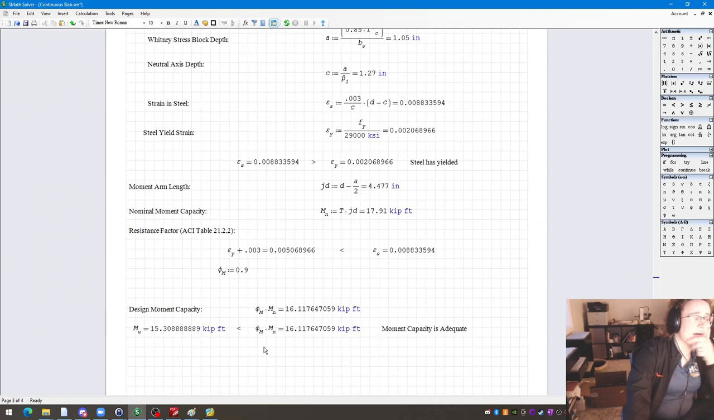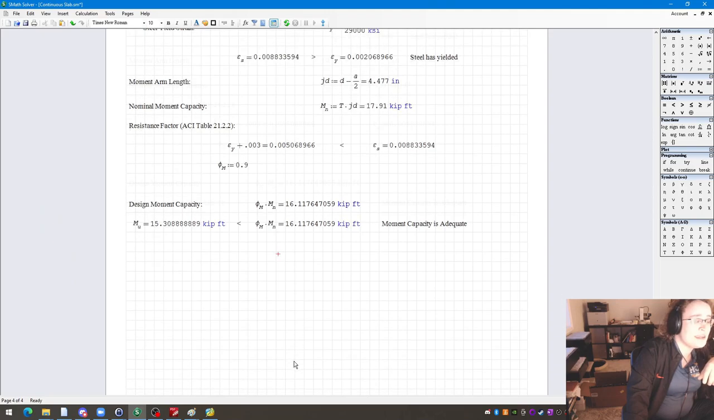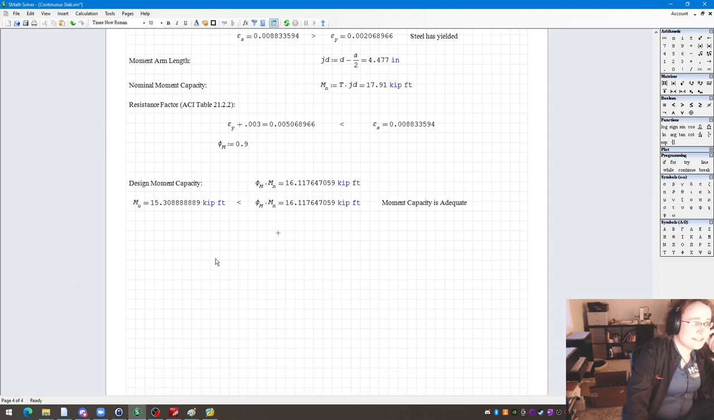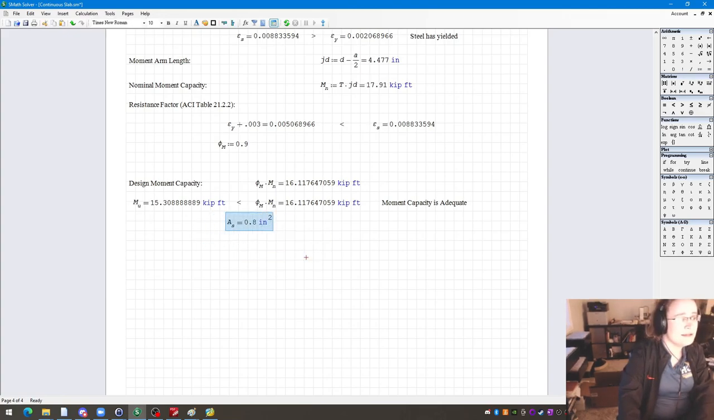And if we do that, that will have a design moment capacity nicely matched to our demand, our required ultimate moment capacity. So I'm going to say that, yes, let's go ahead and say that the area of steel required, again per foot of slab, is 0.8 inches squared.